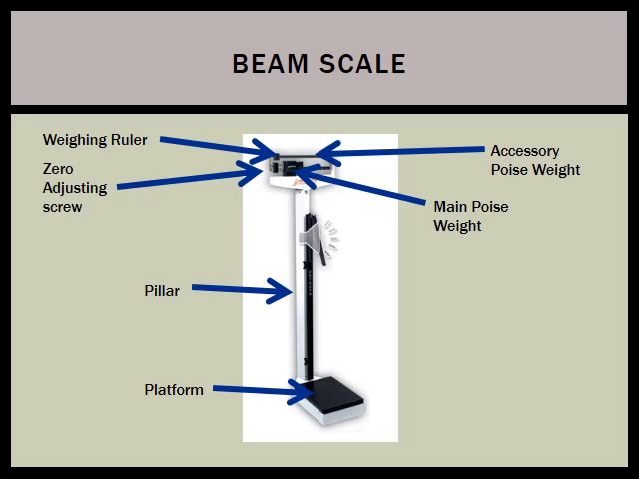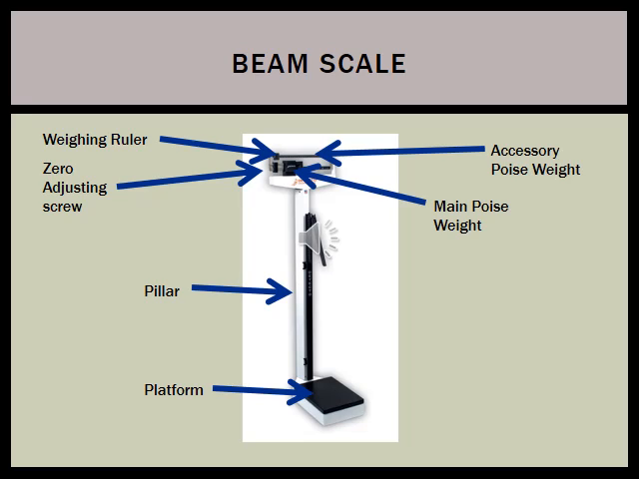The accessory poise weight will be moved along to determine the exact weight. The accessory poise weight is attached to the weighing ruler. The zero adjusting scale allows for calibration.